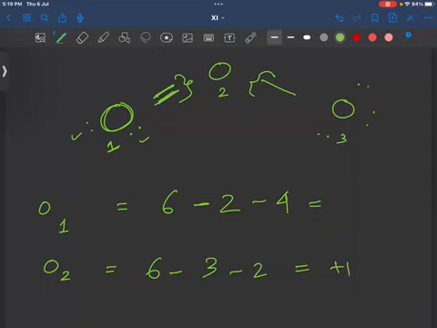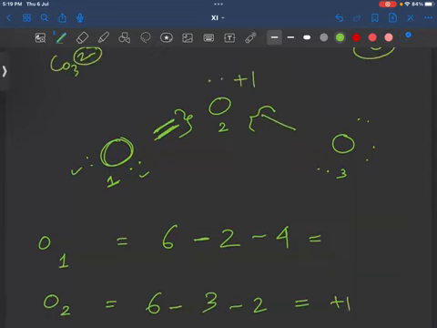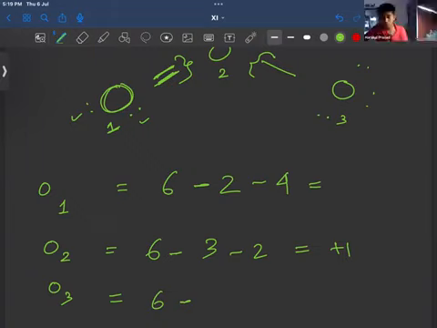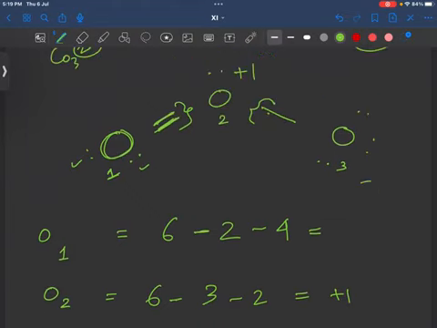So the formal charge here is +1. Now let's calculate the formal charge on the third oxygen atom. 6 again, minus how many electrons are involved in bonding? 1, because this is a single bond. And minus how many electrons are present as lone pairs? 6. So what is the formal charge? -1. So the formal charge here is -1.